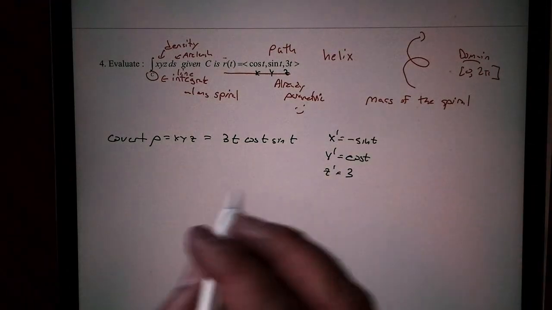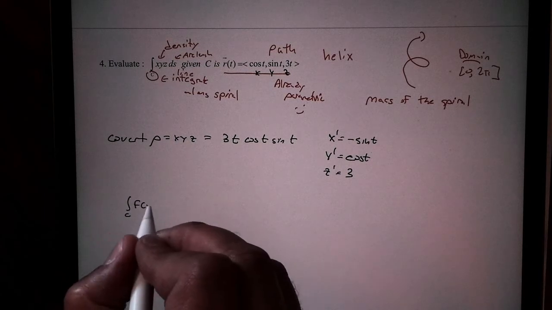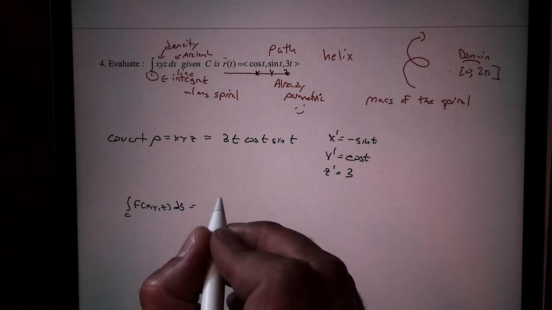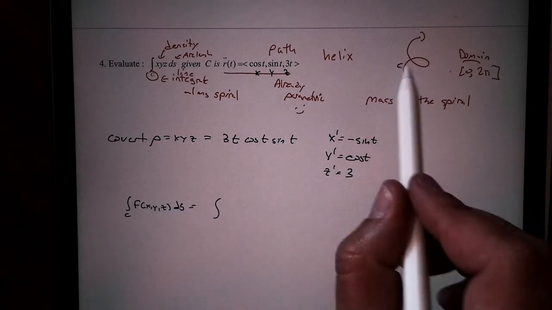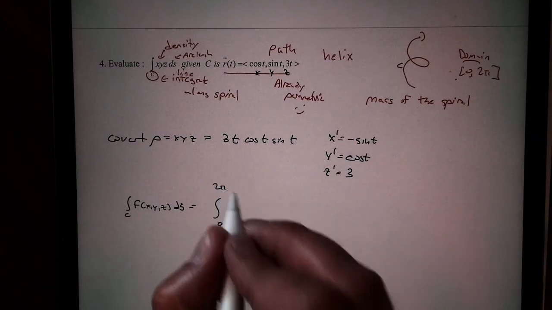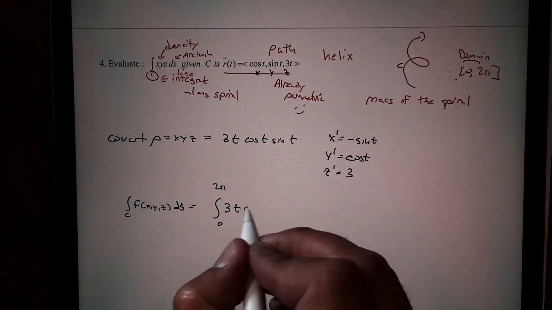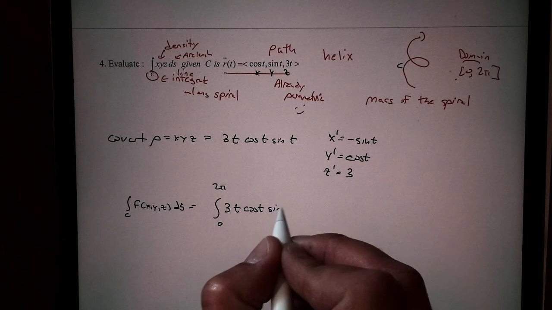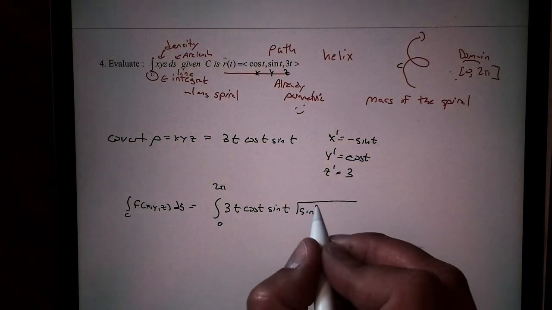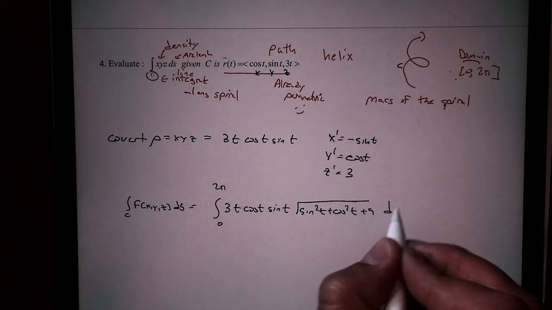So now I can write out my line integral. The integral over C of f of x, y, z ds is going to equal, now remember, it's my helix, so we're just going to go from 0 to 2 pi. It's parametric already, 0 to 2 pi. If I plug in my rho, that gives us 3t cosine t sine t times the square root of sine squared t plus cosine squared t plus 9 dt.